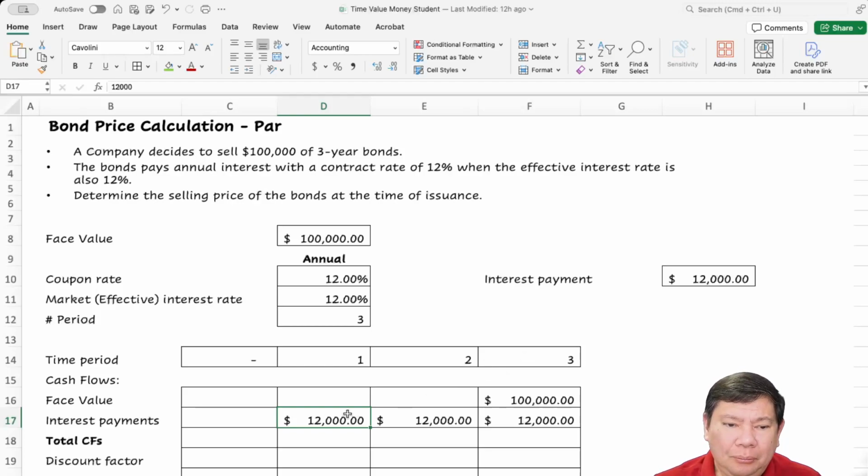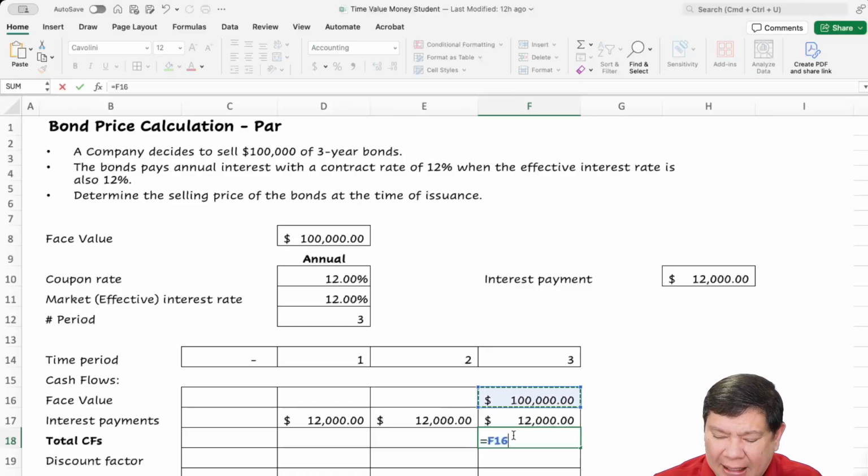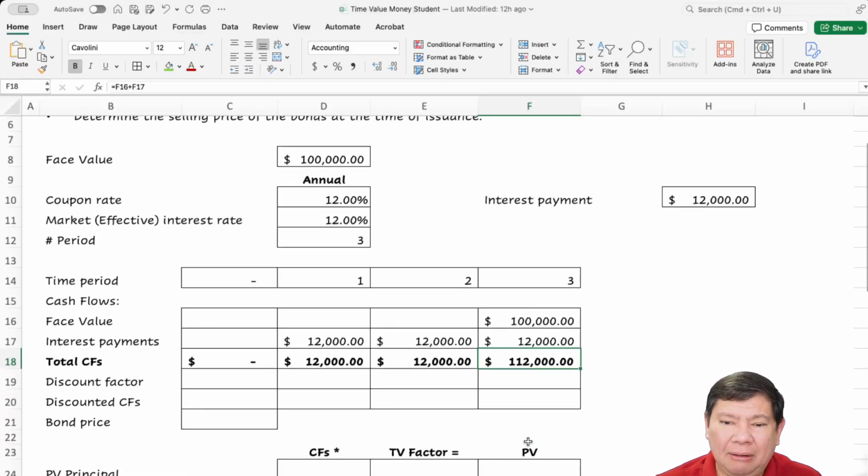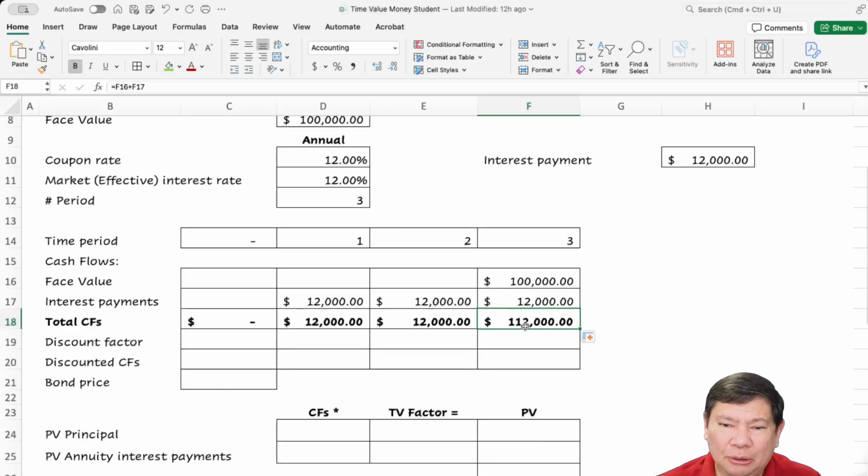Okay, so the total cash flows, I just add these two. So that's the total cash flow. We pay interest 12, we pay interest 12, we pay interest 12, and pay back the face value 100,000. So total at the end of year 3 is 112,000.